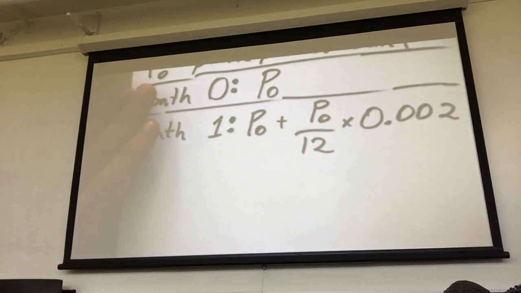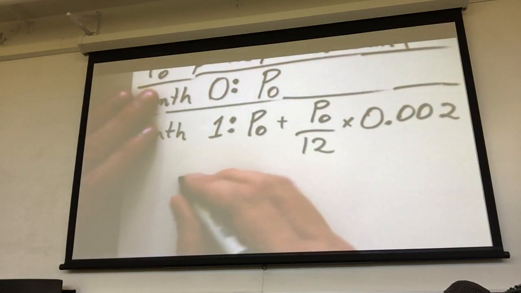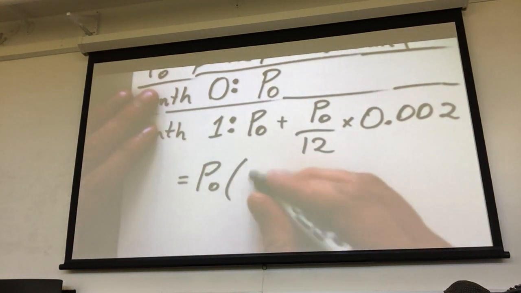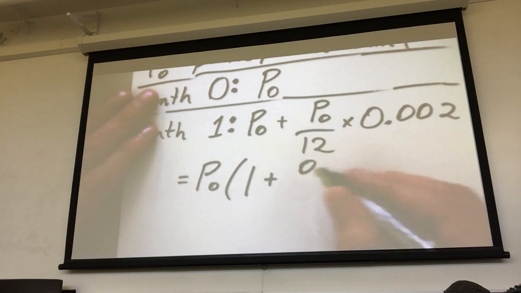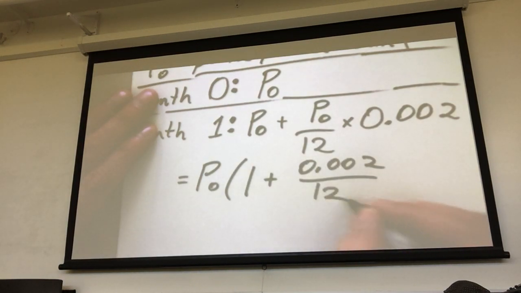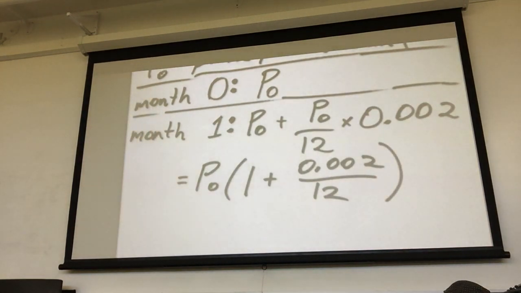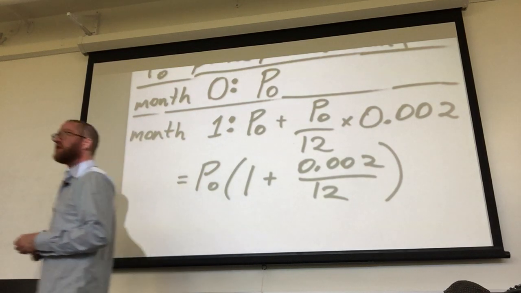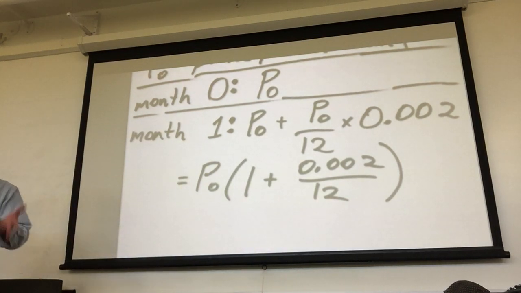So, at month 1, we would have the principal amount within the bank account multiplied by 1 plus 0.002 divided by 12. Okay. So at a 0.2% interest rate, it takes the principal amount in the account, divides by 12, and multiplies it by the interest rate. All right.